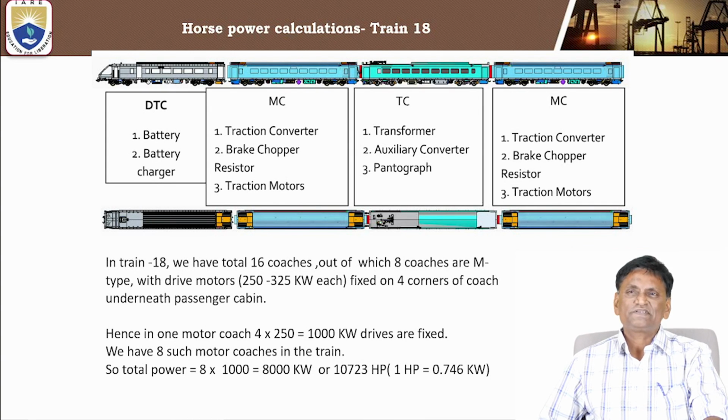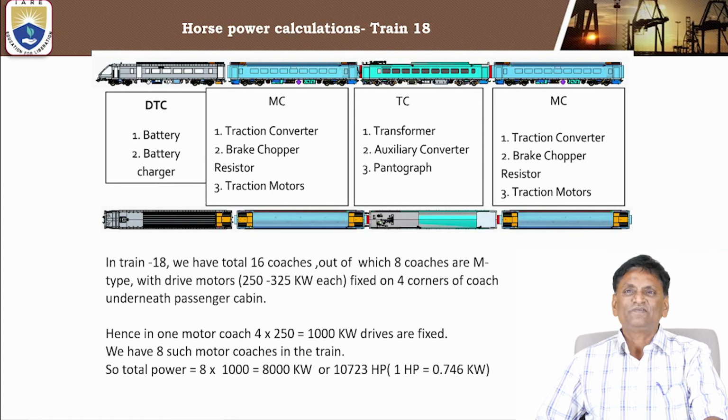So there is a 100% backup for TCs. Even when the TC coach, the pantograph or transformer gives a problem, the train won't stop. It will continue its journey by raising the pantograph on the coach in the second, third or fourth module. So only 2 TC coaches for the entire 16 coaches is sufficient. So that much reserve is built.